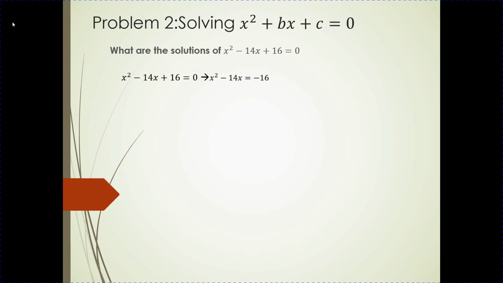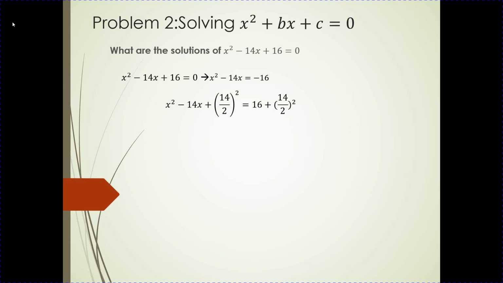How do you find the value of c? By evaluating b over 2 squared. Here the value of b is negative 14, therefore evaluate negative 14 over 2 squared. But when you add the value of c on the left side, you have to also add it on the right side. Why? Because to make the equation balance. Therefore, you have to evaluate this expression.